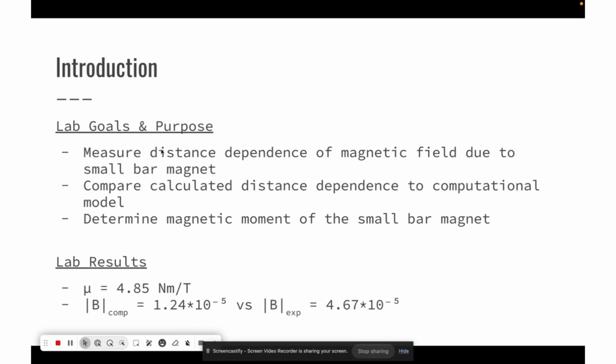Introduction. The purpose and goals of this lab are to measure the distance dependence equation of a magnetic field due to a small bar magnet. We're going to compare this calculated distance dependence equation to a computational model of the same bar magnet, and we're going to determine the magnetic moment of the small bar magnet to make this computational model.